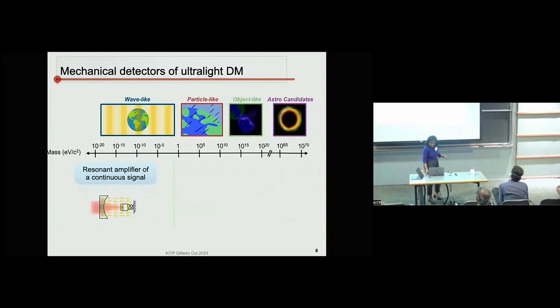I'll stick to the wave-like dark matter, and a typical model for such ultralight dark matter candidates has been, you know, what if you have some galactic scale Bose condensate-like thing that's there, and you're swimming in it. Wouldn't you like to know that that is the case, and how would you know that that is the case?